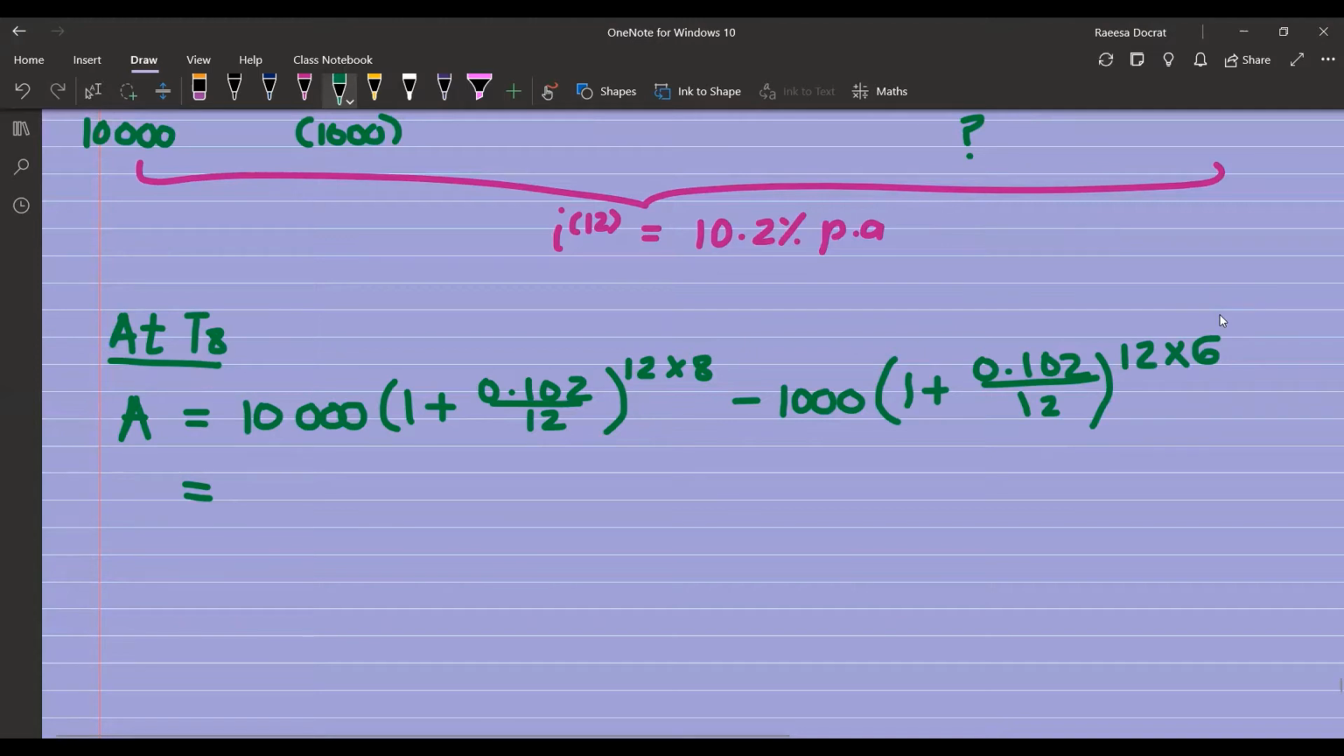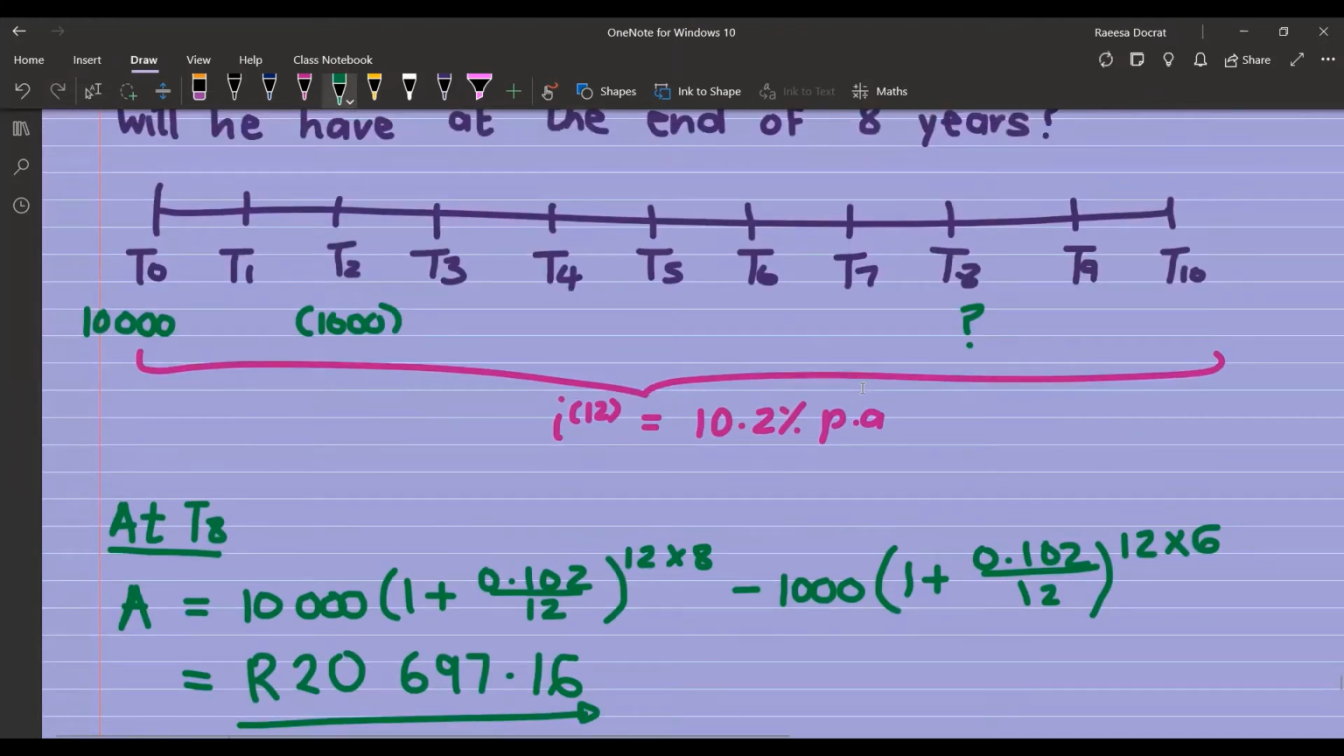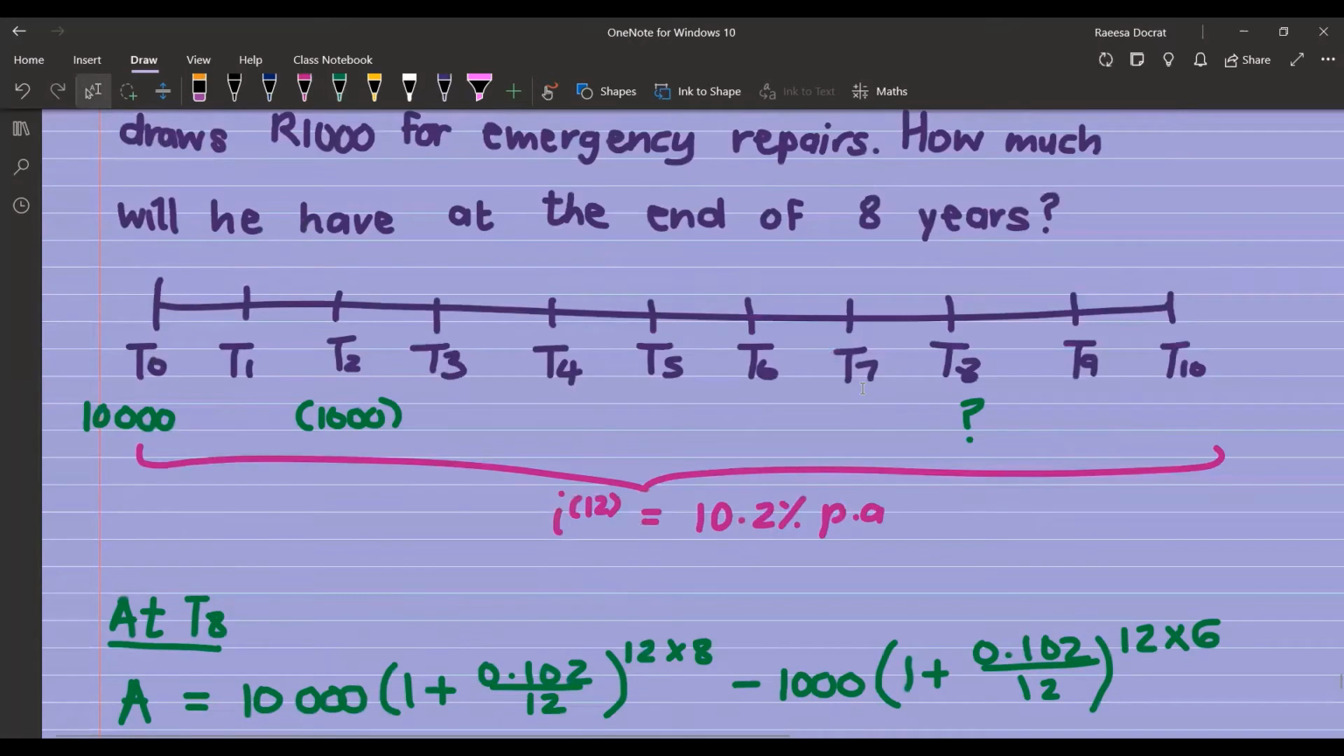So typing this into our calculator, we get 10,000 times 1 plus 0.102 over 12, since it's a nominal interest rate compounded monthly, to the power of 12 times 8. And then we're going to subtract the 1,000 Rand with the interest it accumulates, and what we get is that he will have 20,697.16 Rand. Okay, so I hope that you have understood this example, and please make sure you have seen how to draw out the timeline to use it.